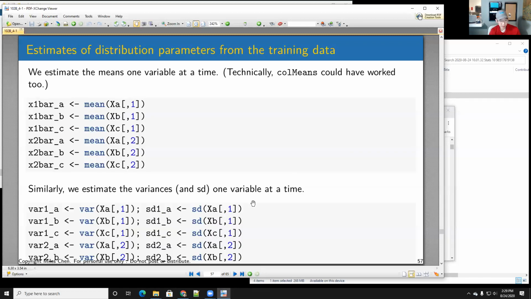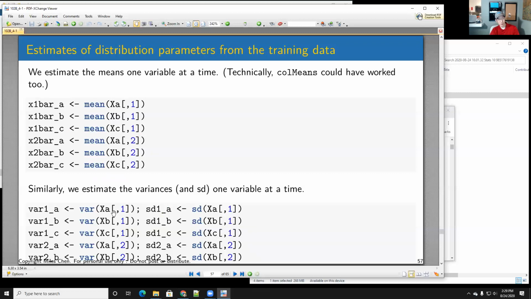Okay, and so here we can just calculate the mean of each variable. So we can say the mean of x1 is just going to be the mean of the first column for the class A observations, and the class B observations, and the class C observations, and things like that. So we're just working through the means one variable at a time. So we're not going to get a vector of means. We're going to just get a bunch of univariate means for x1 in each of the classes and x2 in each of the classes. Okay, and then we do the same thing for the variances or the standard deviations.